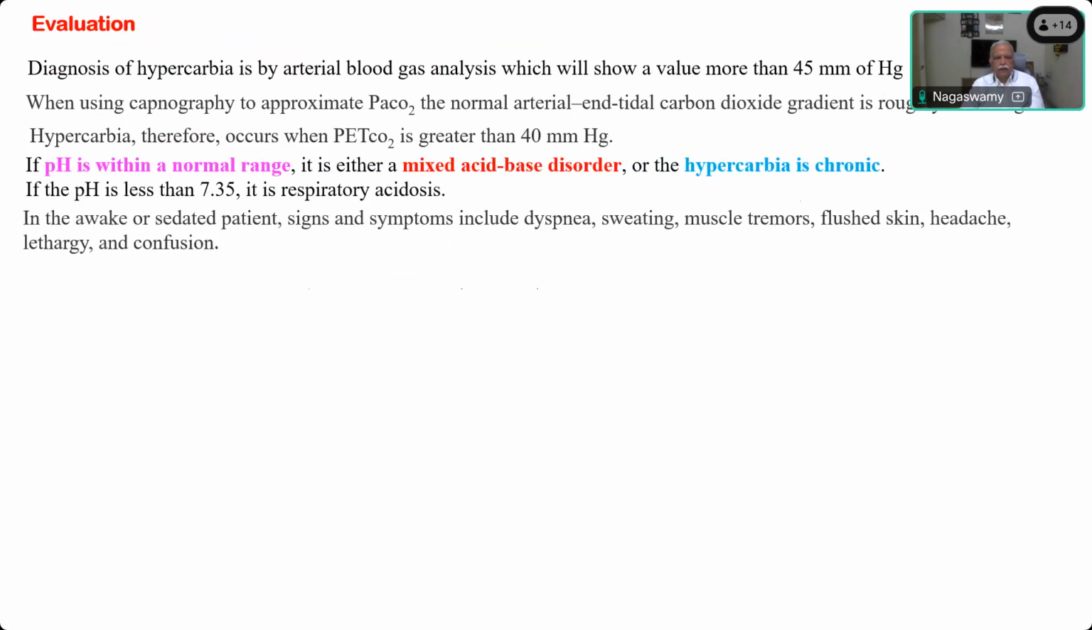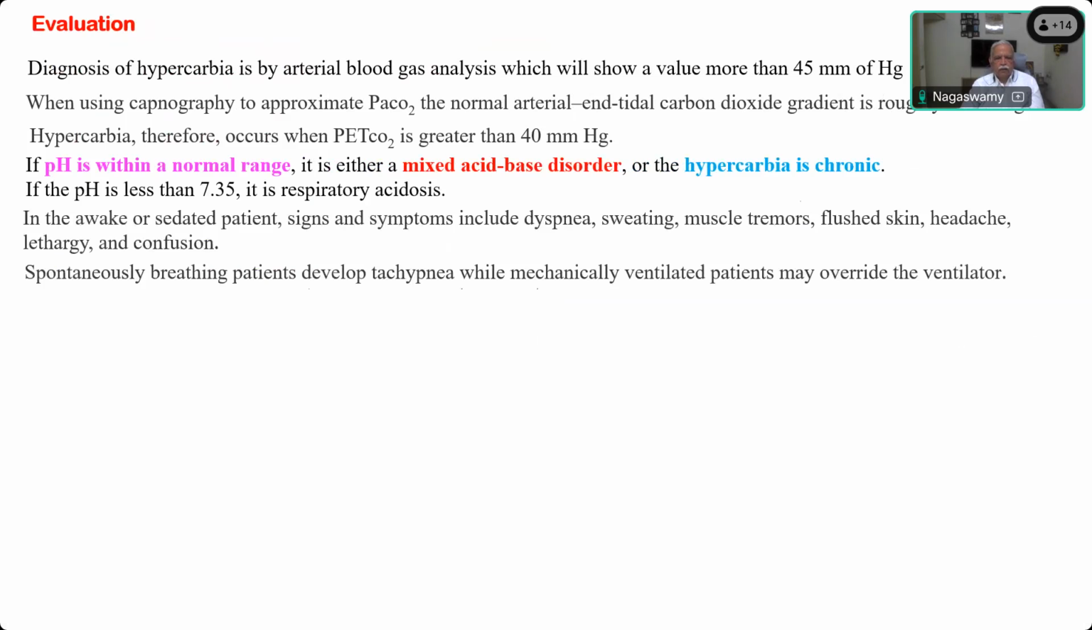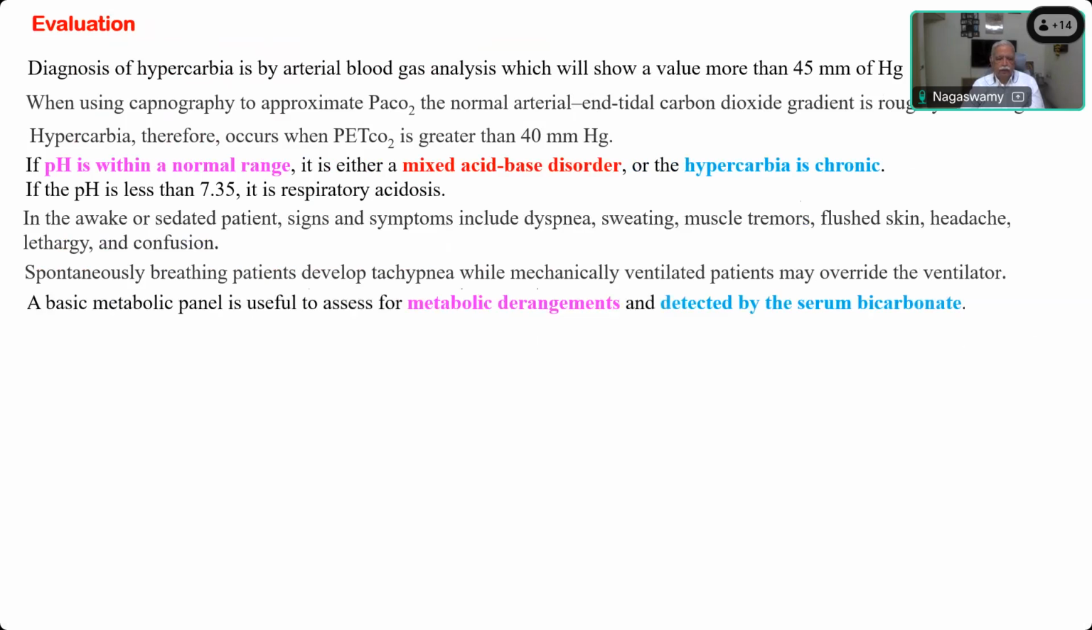And in the awake sedated patient, the patient may have dyspnea, sweating, muscle tremors, flushed skin, headache, lethargy, and confusion. And if the patient is spontaneously breathing, they always increase their rate to wash out the carbon dioxide. And if they are already intubated on mechanical ventilation, even if you have paralyzed them, they come out of the relaxation much faster and try to override the ventilatory settings. Say you have set the ventilator at 12, spontaneous respiration will be somewhere around 25, 26. So they will try to override the ventilator settings, and there will always be a fighting-the-ventilator picture.